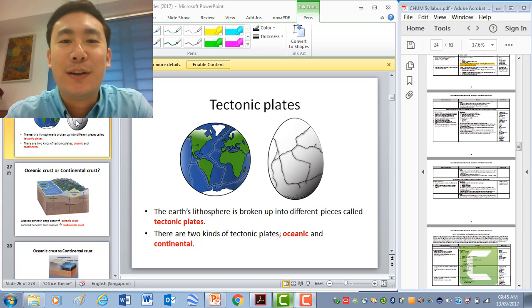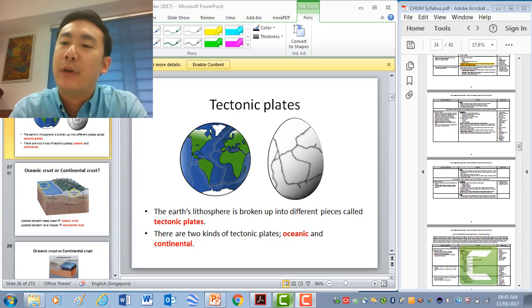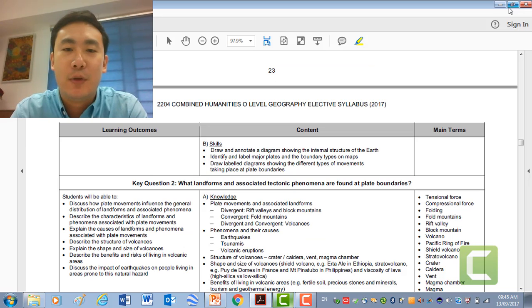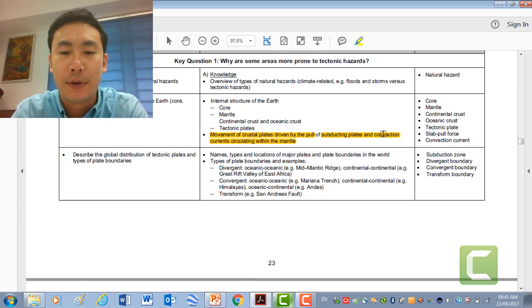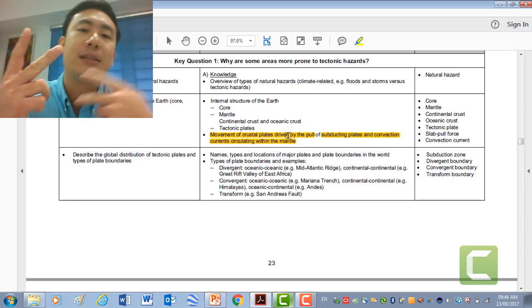Alright, in this video, we're going to be spending some time talking about tectonic plates and how they move. Going back to the syllabus document, which I like to come back to, to help us take a look at what's important. Now, I've highlighted this point here, the movement of crustal plates driven by... and even in the syllabus document, we see that there are two main processes, right?